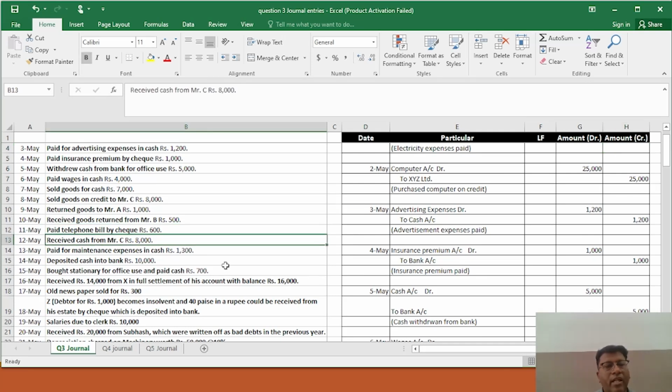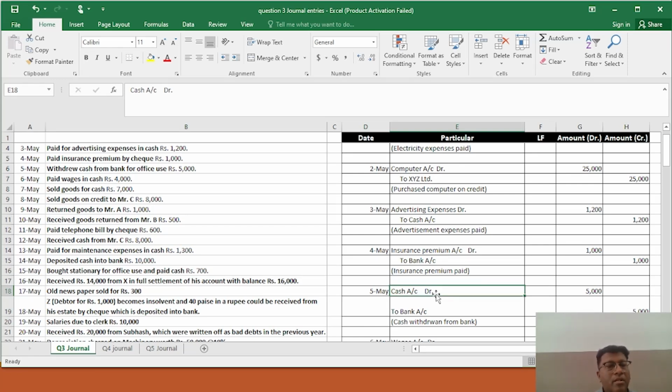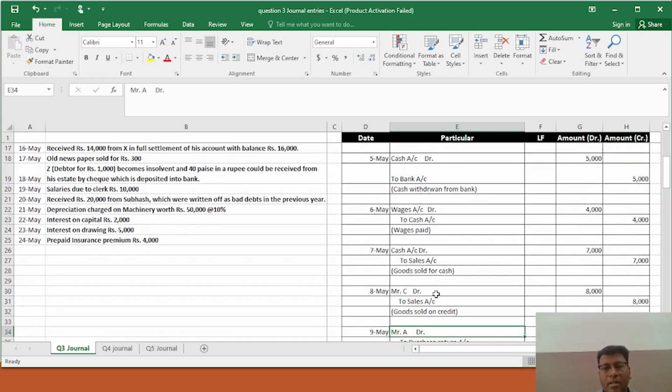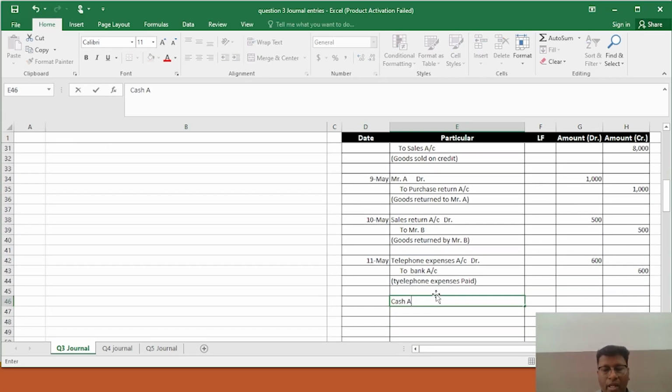So this is the case of a particular transaction as you are making the payment by check, and on 12th of May you are receiving the cash from Mr. C. So in this transaction you are observing that cash is received by you. So cash account would be debit as per the rules of journal entries, because what comes in is debited. So cash from C you are receiving rupees 8,000, right? So you have to mention cash account debit to Mr. C. Okay, and the narration would be cash received from Mr. C.